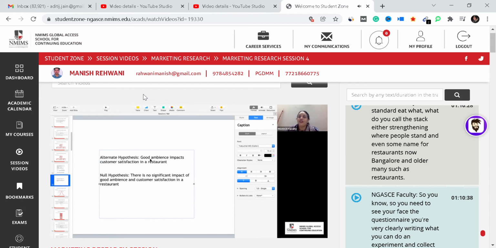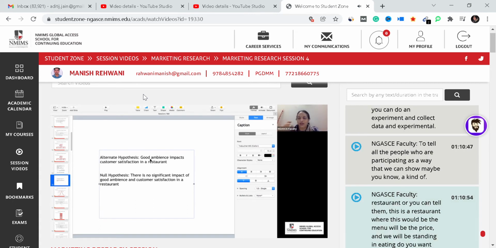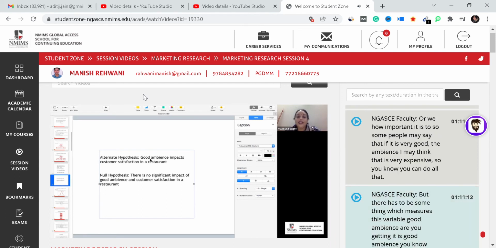So the questionnaire you write down very clearly, or you can do an experiment also. You can collect data, then experiment also. You tell all the people participating in a survey that you can show maybe a kind of restaurant, or tell them this is a restaurant where this will be the menu and this will be the price, and people will be standing and eating. Do you want a very beautiful setting, or how important is it to you? Some people may say that if it is very good ambience, I may think that it is very expensive. So you can do all that, but there has to be something which measures this variable, good ambience.